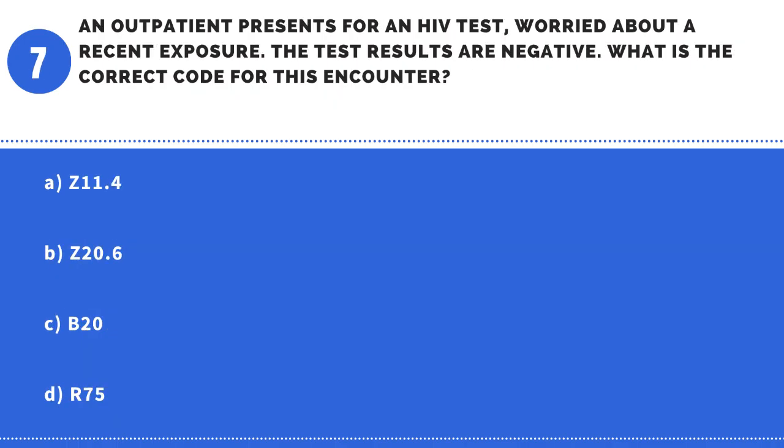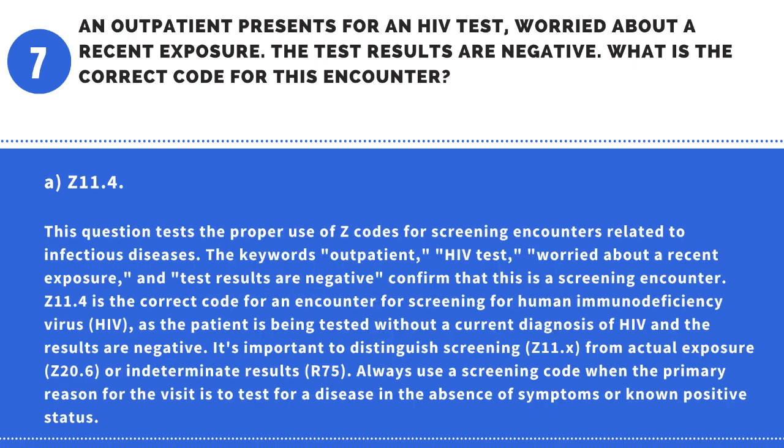Question 7. An outpatient presents for an HIV test, worried about a recent exposure. The test results are negative. What is the correct code for this encounter? A. Z11.4. B. Z26. C. B20. D. R75. Answer A.